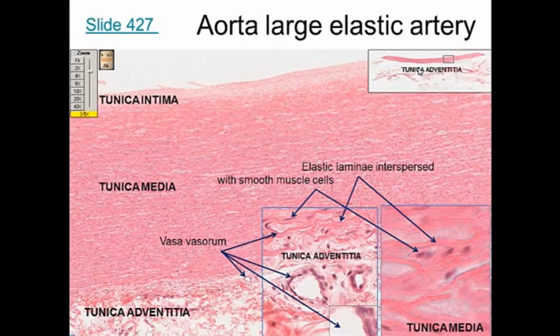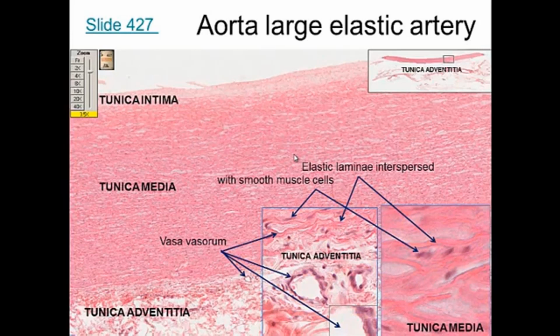This is the adventitia on the outside. So this big area through there is the tunica media. And the tunica intima is endothelial cells and the subendothelial connective tissue, as we see there. So what we see here are smooth muscle cells in the wall and these elastic lamina. Lamina are sheets, so sheets of elastic tissue in through there.